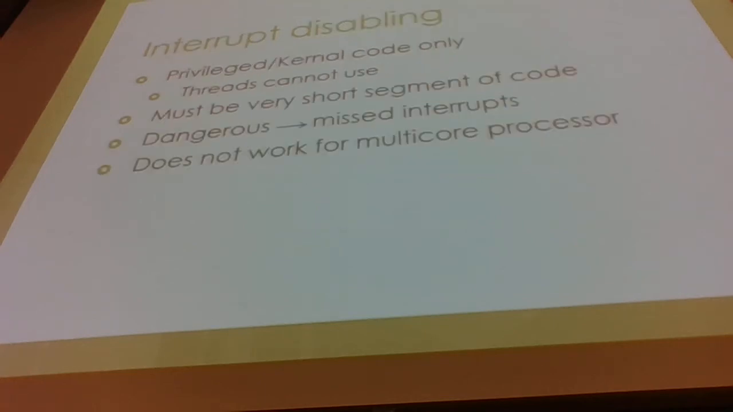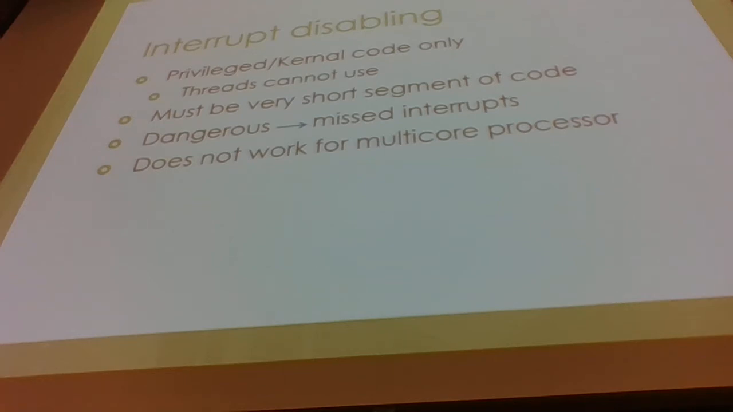Now this disabling and enabling of interrupts can only be done in privileged mode. You cannot do it in user mode threads. User threads cannot do it. Only kernel threads can do this kind of disabling interrupts. And it has to be a short segment because of the reasons we have already talked about. And it is problematic because yes, you will miss interrupts, and your system will become unresponsive if the critical section is too long. And it does not work for multi-core systems.